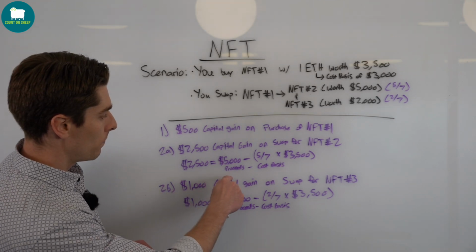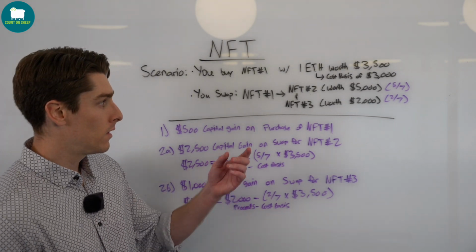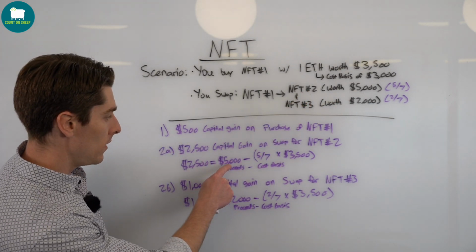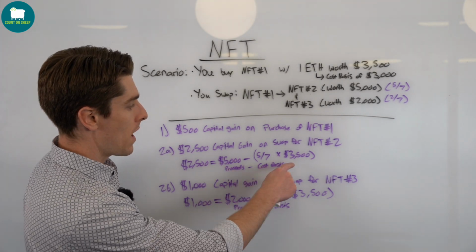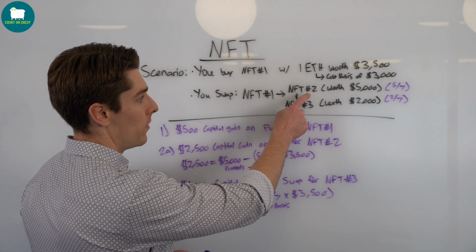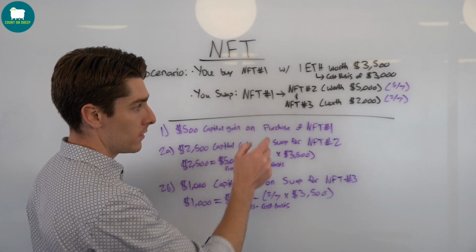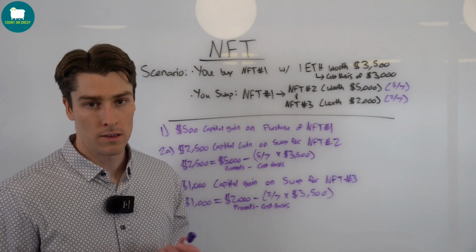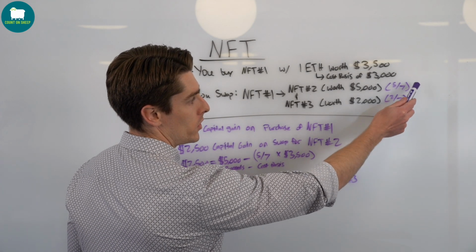First, we take the proceeds, which is the fair value of what's being received. So in this case, $5,000 for NFT 2. We take the proceeds of NFT 2, which is $5,000, and we subtract out the cost basis that is allocated specifically to this piece of consideration. So we have $3,500 of cost basis that now needs to be allocated to the 2 different pieces of consideration. So the way that we will allocate that is based on these ratios here.